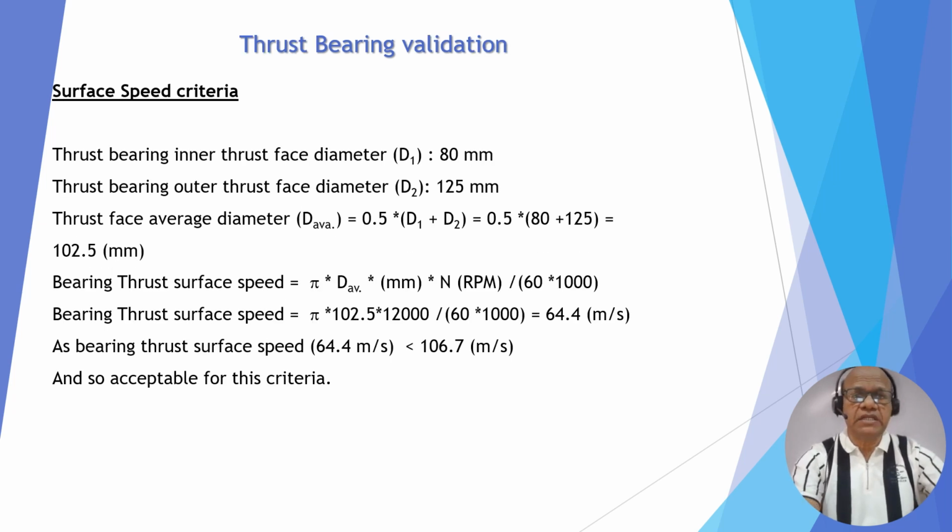Now coming to the thrust bearing validation. So the surface speed criterion: thrust bearing inner diameter is D1, 80 millimeter, thrust bearing outer diameter is D2, 125 millimeter. So the thrust face average diameter is the summation divided by two, which comes as 102.5 millimeter. Bearing thrust face surface speed is pi D average into N divided by 60 into 1000, because the diameter is in millimeter. If you do the calculation, it comes as 64.4 meter per second. So the thrust face speed should be less than 106.7, and this is only 64.4. So this is acceptable. So the thrust bearing surface speed criterion is acceptable.